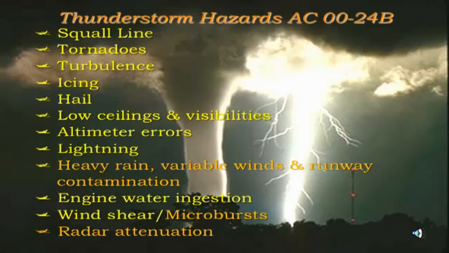Low ceilings and visibilities, altimeter errors, lightning. An average thunderstorm will produce 200 lightning strikes with, again, how much? About a million volts, 100,000 amps. Fry your radios and all your avionics real quick. Every thunderstorm has the capability of producing heavy rains, variable winds, runway contamination. I've got that in a different color because that's not in the advisory circular right now. Engine water ingestion. Engines burning fuel-air mixture don't work well with fuel and water. Air gets cut off, boom, engines fail.